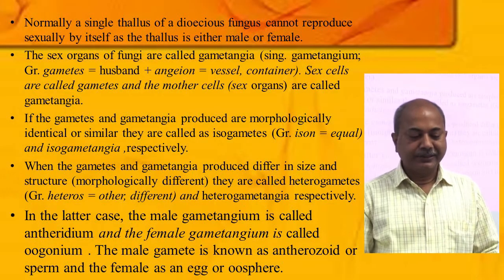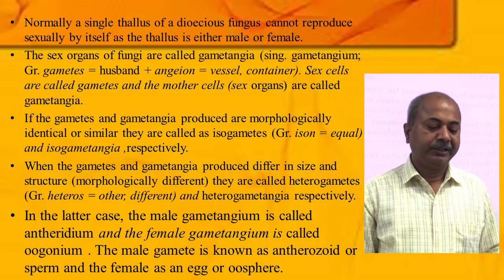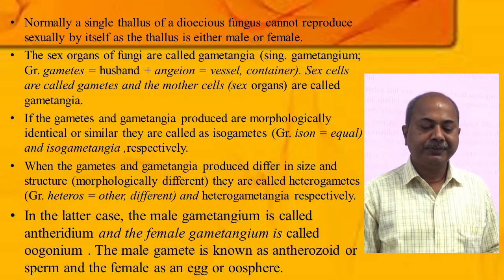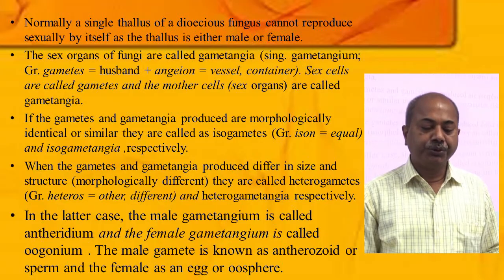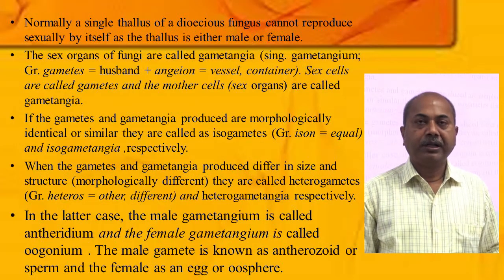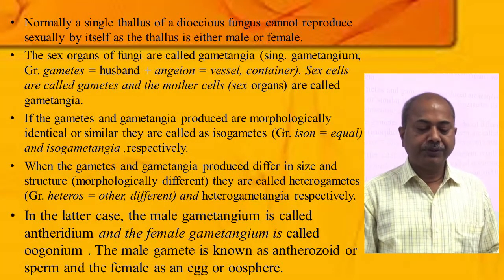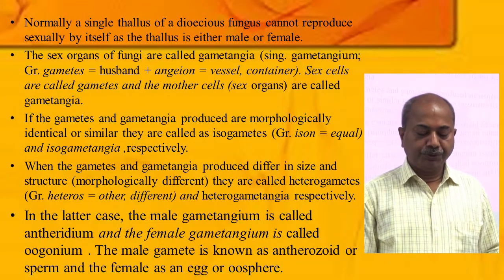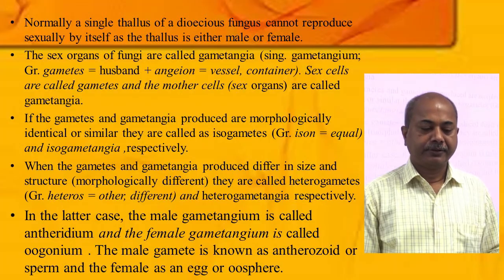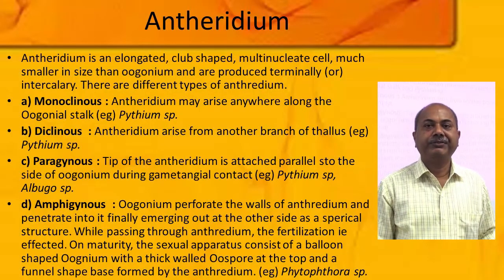In the latter case, when heterogametes are produced, the male gametangium is called antheridium, and the plural is antheridia, and the female gametangium is called oogonium, and the plural is oogonia. The male gamete is known as antherozoid or sperm, while the female is known as egg or oosphere. So now you have the idea about antheridium.